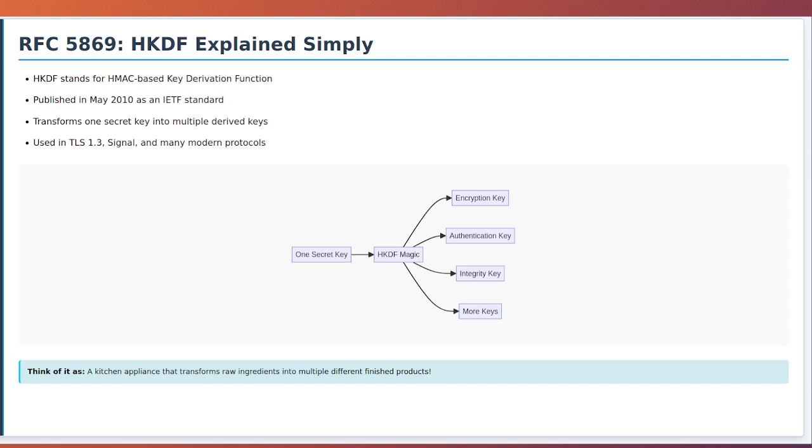This is incredibly useful in real-world security applications because you often need several different keys, one for encryption, one for authentication, maybe another for integrity checking, but you only have one shared secret to start with. HKDF was published in May 2010 and has become a fundamental building block in modern cryptography, used in protocols like TLS 1.3, Signal messaging, and many others.